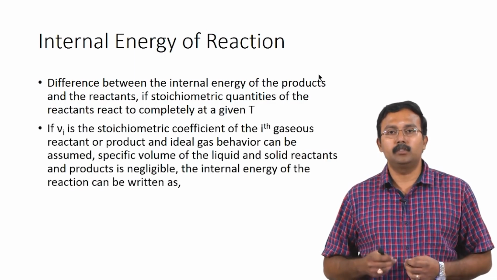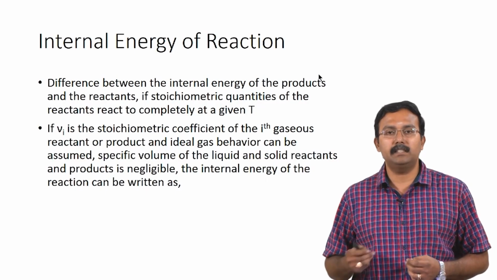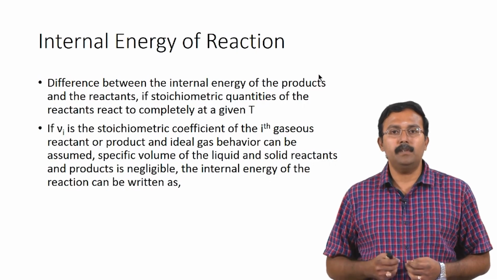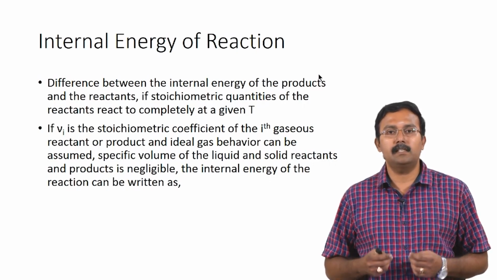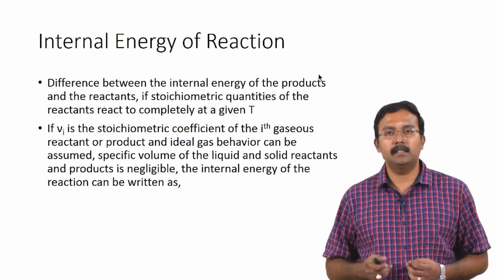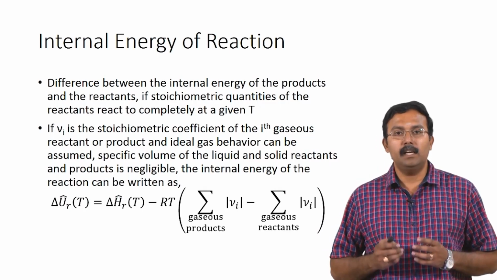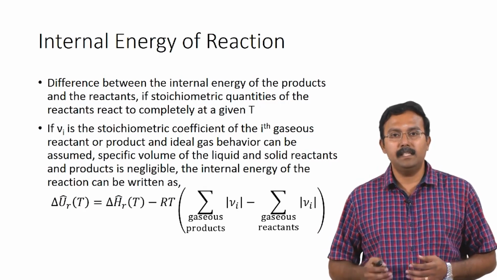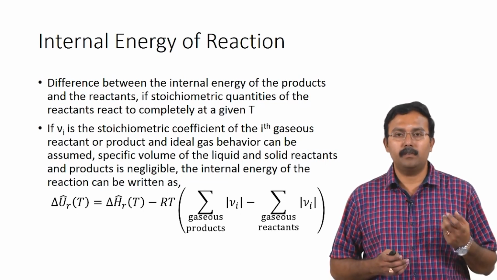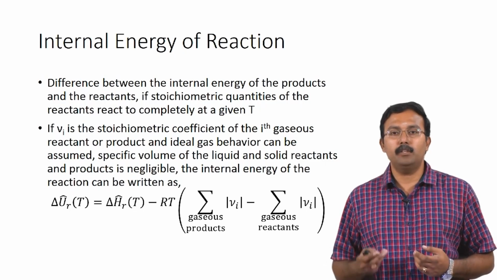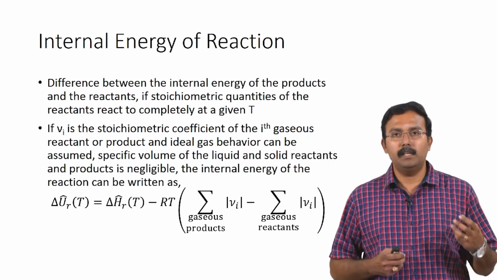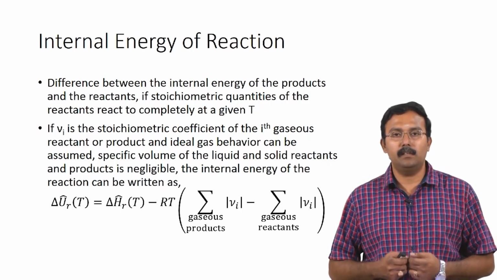If nu i is the stoichiometric coefficient of the ith gaseous reactant or product and ideal gas behavior can be assumed, and the specific volumes of the liquid and solid reactants and products are negligible, then the internal energy of the reaction can be written as delta UR cap is equal to delta HR cap minus RT times the summation of the stoichiometric coefficients of gaseous products minus the summation of the stoichiometric coefficients of gaseous reactants. So this is how you would calculate the internal energy change associated with a reaction.